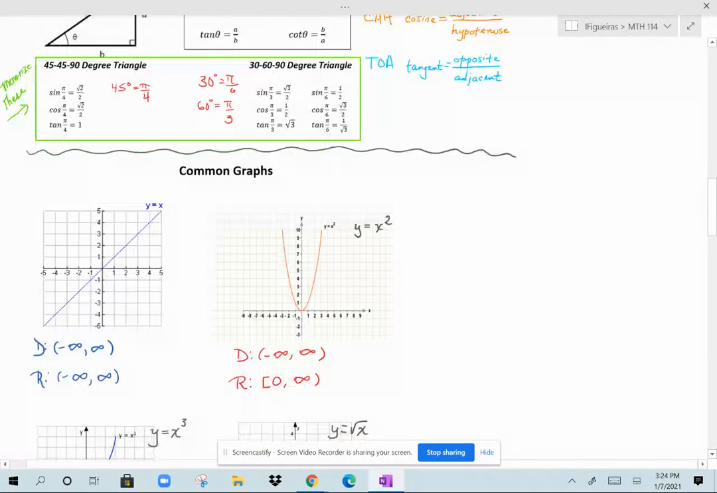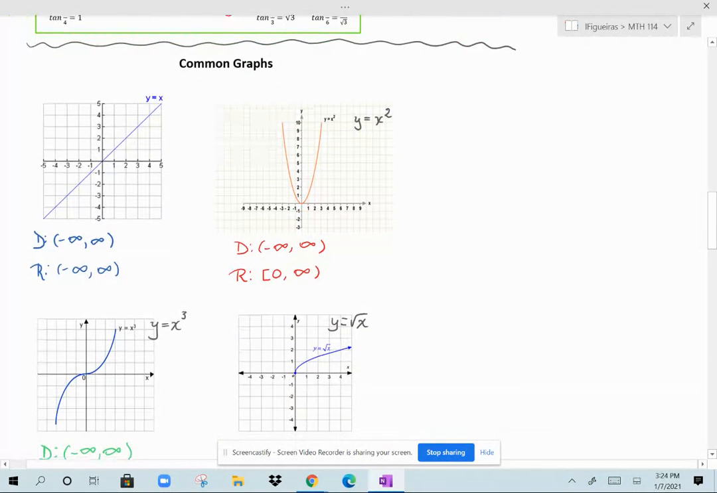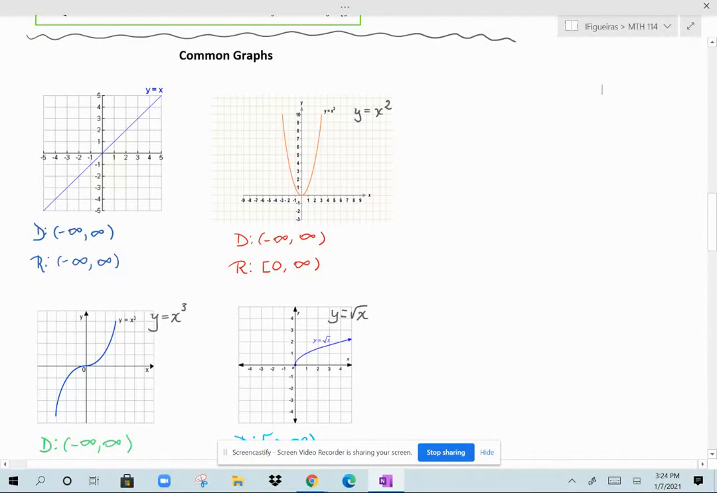So here are some common graphs that you should be familiar with, because a lot of the graphs that we will be graphing will be variations of these. So the first one is your linear equation. The most basic of them is y equals x. So it looks like this graph here in blue. It goes through the origin. And the domain and range of y equals x is all real numbers. So that's expressed in interval notation from negative infinity to infinity.